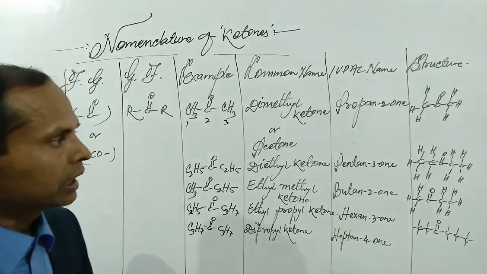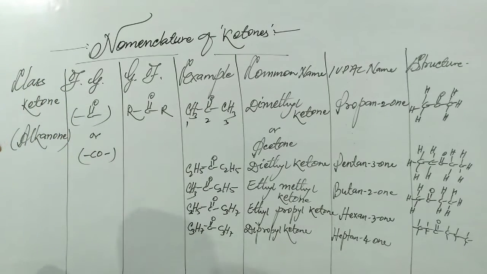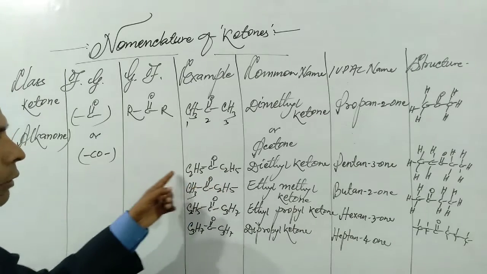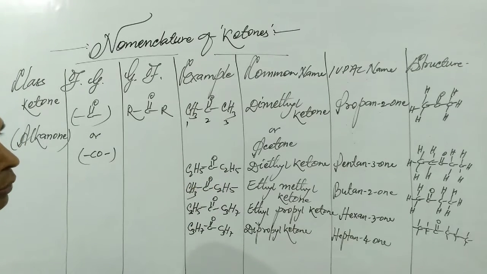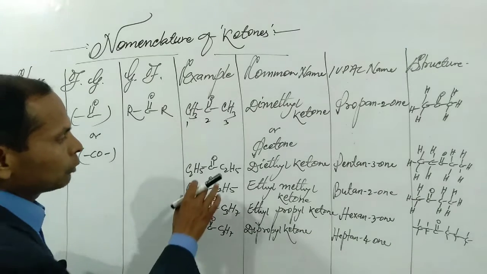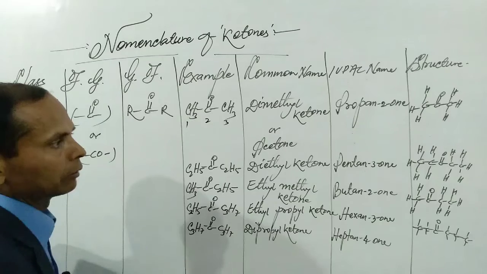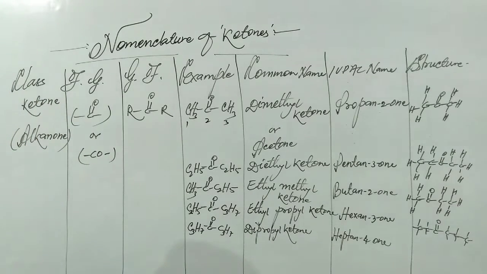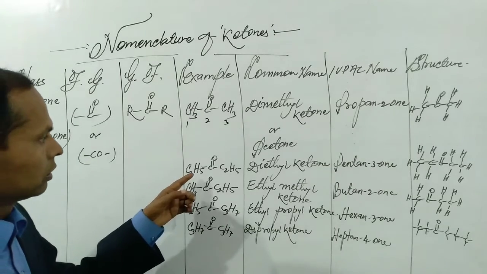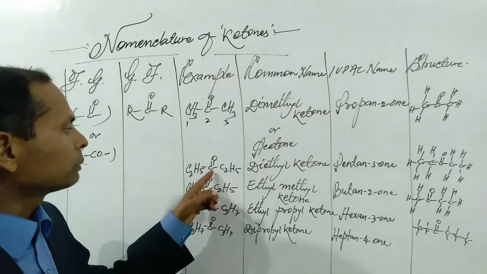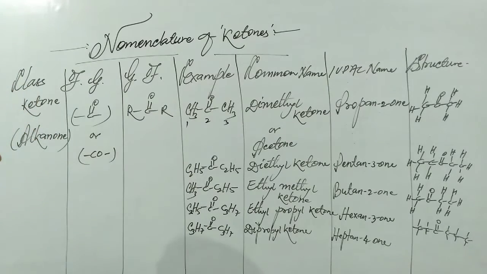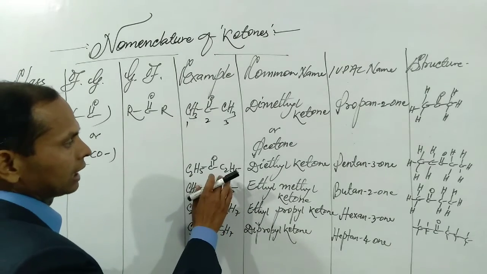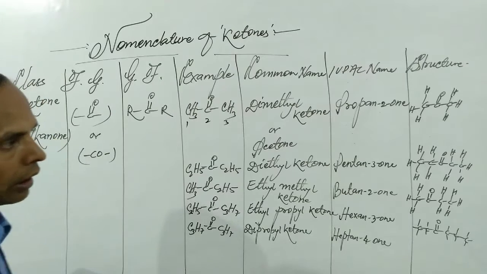In case of IUPAC name, we have to count the total number of carbon atoms. We have a total of 5 carbon atoms here. So the name of such compound will be pentanone. Since carbonyl group is present at the third carbon atom, in case we count the carbon atoms from left side, the carbonyl group is present at third carbon atom. In case we count from right side, again the third carbon atom is given.